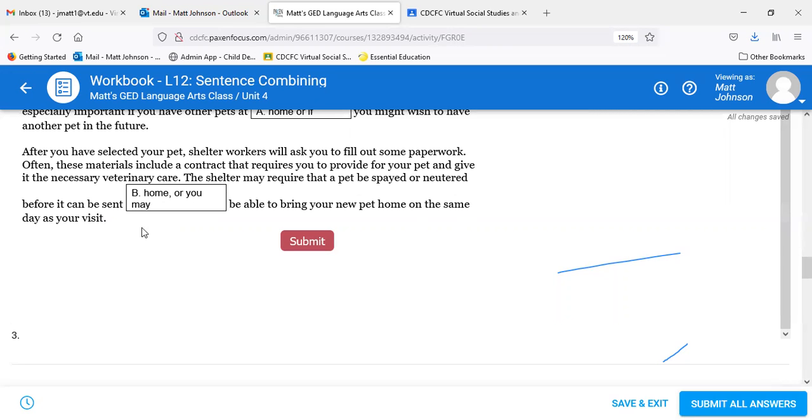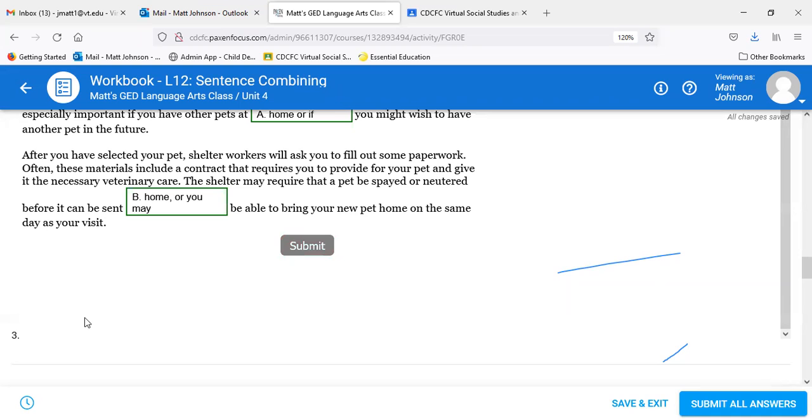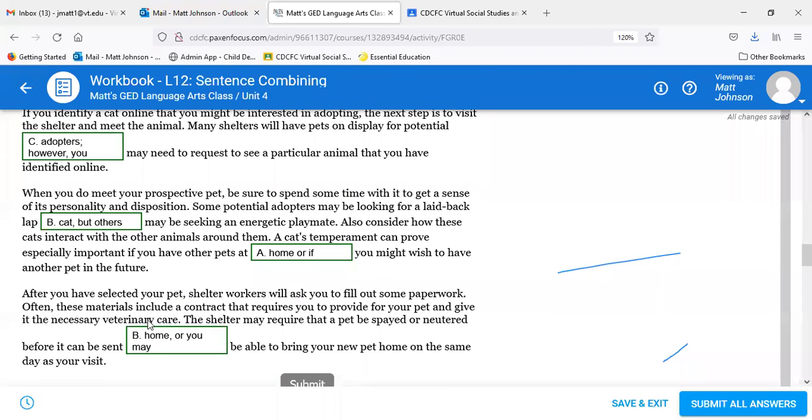So what's different from the first example in the use of or here is that we have a compound sentence. We have two subjects. We could just put a period after home. So we could say the shelter may require that a pet be spayed or neutered before it can be sent home, period. You may be able to bring your new pet home on the same day as your visit. But we're going to add a comma because we have two sentences that we're splicing, no, I should say joining together, that we're combining together. Comma splices are something that we're going to deal with later. So there we go for that.